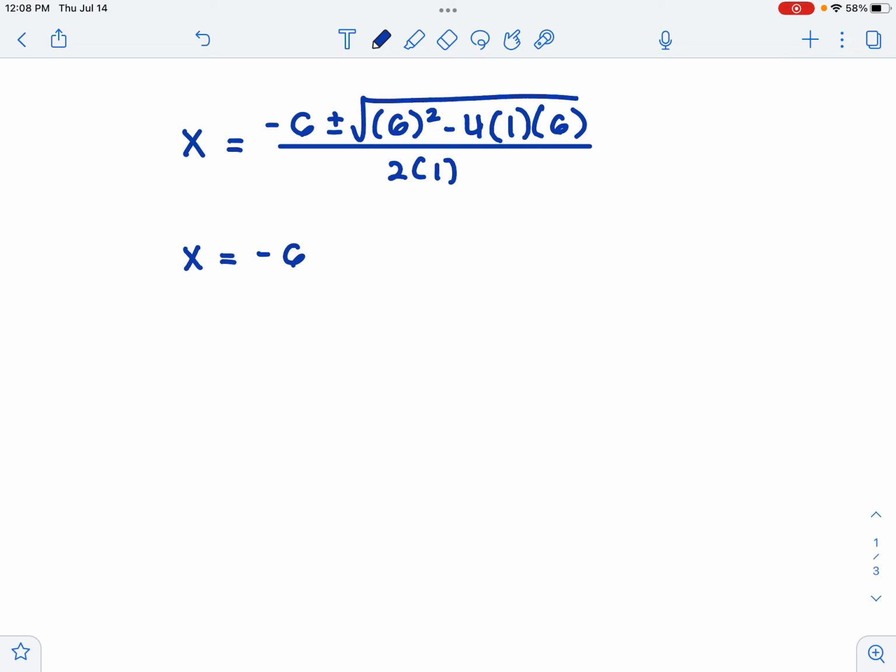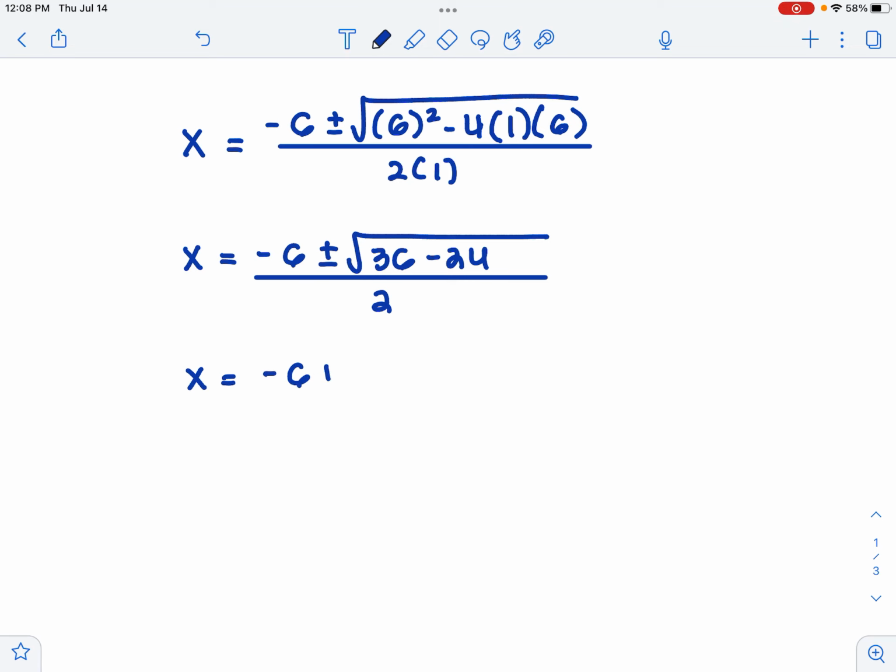x equals negative 6 plus or minus the square root of, all over. All right, so we're going to do 6 squared, which is 36. And then we're going to multiply negative 4 times 1 times 6, which is negative 24. And that's all over 2. All right, clean it up even more by subtracting those two numbers. Remember, sometimes it's addition, sometimes it's subtraction. 36 minus 24 is 12, and then all over 2.